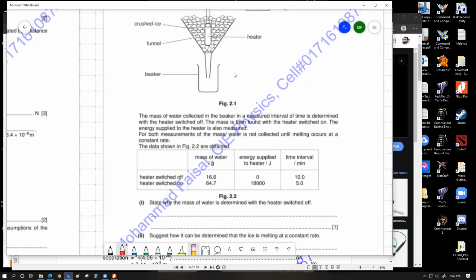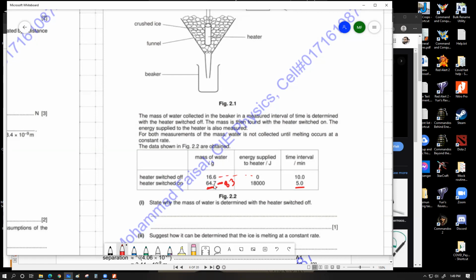And when the heater was switched on, within these 64.7 gram of water, we had both the heater-melted water and the atmospheric-melted water. But in this case, the atmospheric melting was done for 5 minutes. So, quick math: if the atmosphere exclusively melts 16.6 gram in 10 minutes, in 5 minutes it is going to melt 8.3 gram. I'm just dividing by 2, which means within the 64.7 gram of water that we collected when the heater was switched on, 8.3 gram was melted by atmospheric heating, and the remaining water was exclusively melted by the heater.